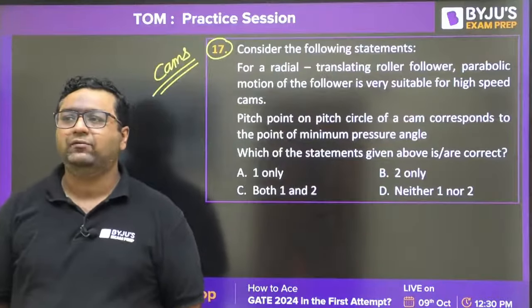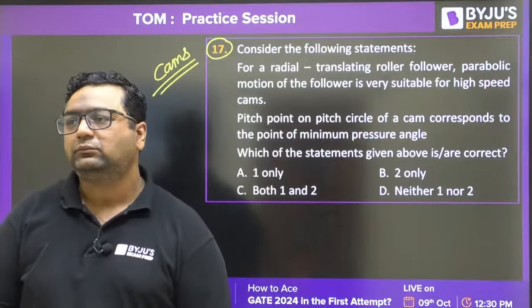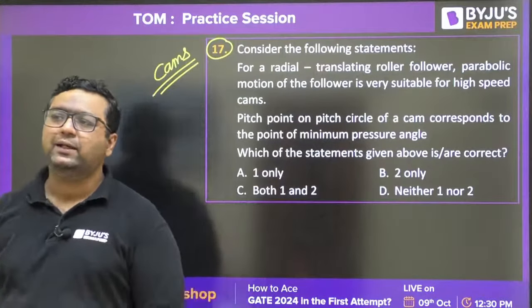Solve it and give the answer. Warrior is saying 1. Pragnesh is saying A. Kiran is saying A.